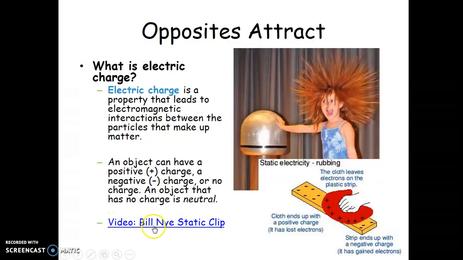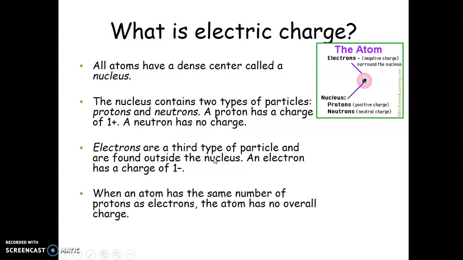And here's a Bill Nye video clip. You can click on that or use your QR codes. And there's a girl here with a Van de Graaff. I think we have a Van de Graaff here that we're going to use and show. And so let's keep going on with electrical charge.